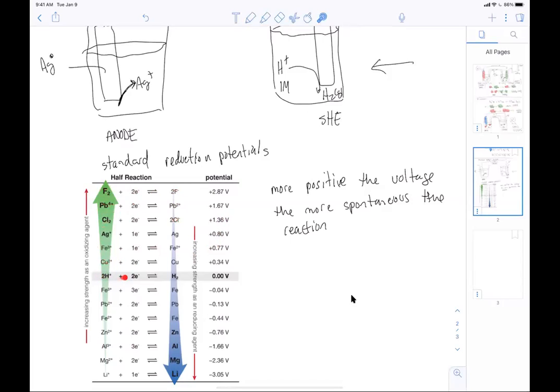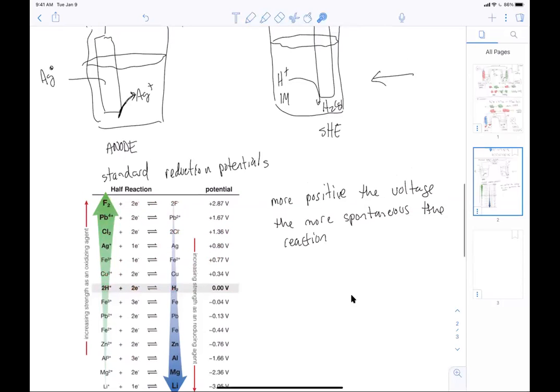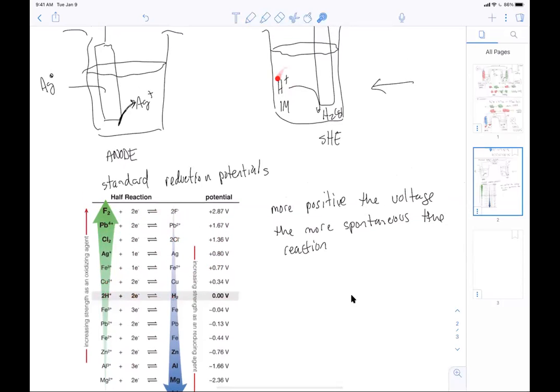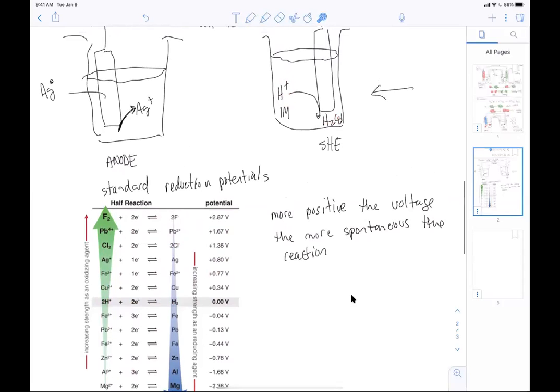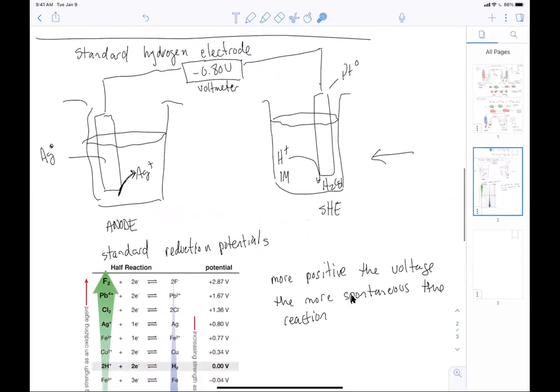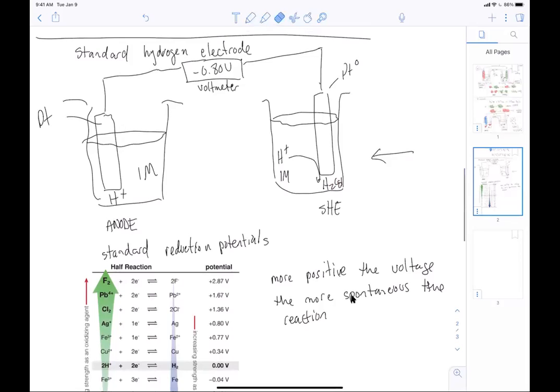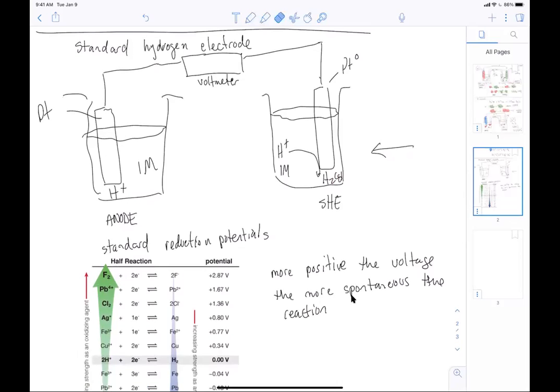As we hit here, 2H+ plus 2 electrons goes to hydrogen gas, that is the reaction described in the standard hydrogen electrode. So if we're comparing, instead of having silver over here, for example, you've set up the same thing. I've got platinum and I've got H+ at 1 molar. What's going to be the voltage across that? It's going to be 0. There's no potential energy difference because I'm comparing the same thing.